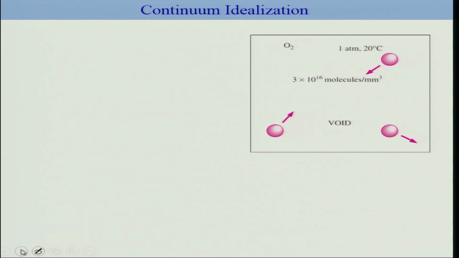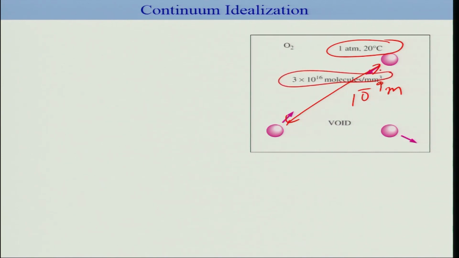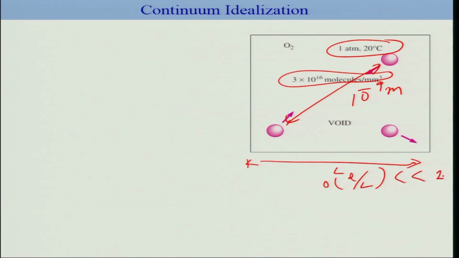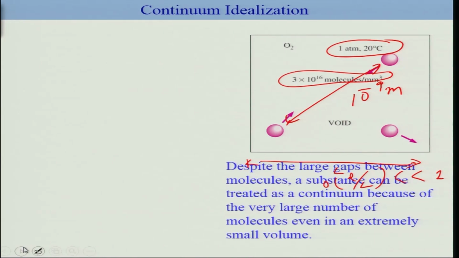Well, it's not such a bad approximation, because if you look at the distance between these two atoms here, in this case it will be of the order of 10 to the power minus 9 meters. For example, this is oxygen in a certain volume at 1 atmosphere and 20 degrees Celsius, and there are this many molecules in the system. So if you look at this distance L and divide by the system dimension, the order of L by L is going to be extremely small, and in such a case the matter will look continuous, and this is the approximation we are going to use.